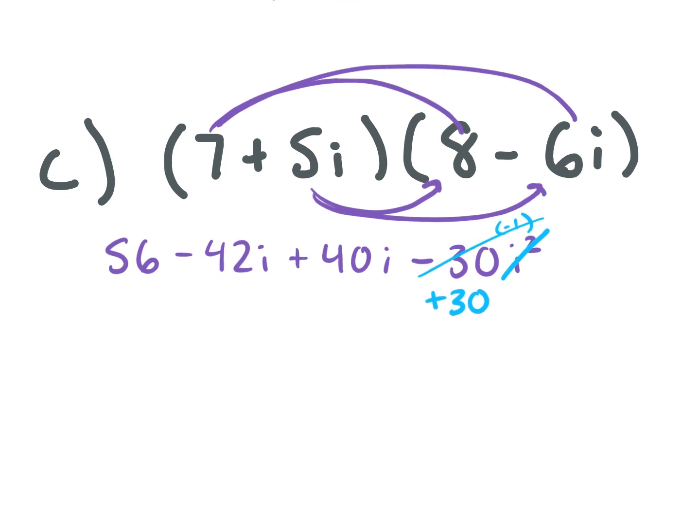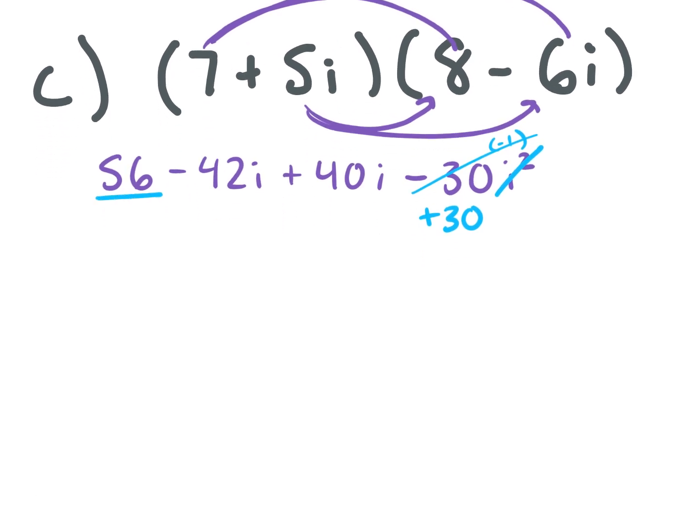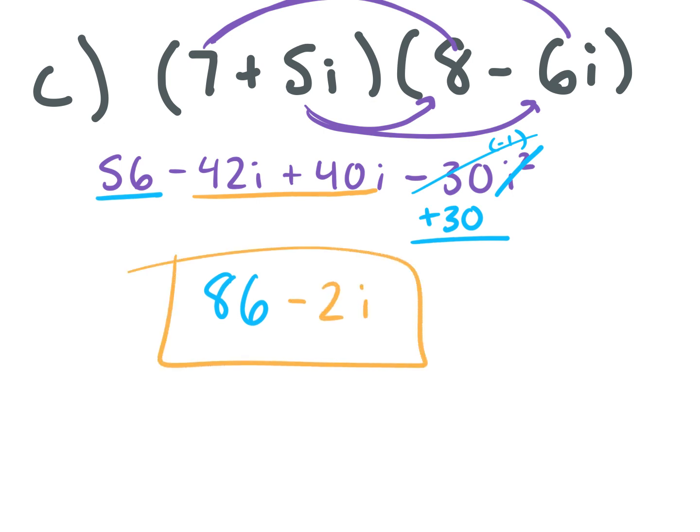So let's start by adding our real parts together first when we combine our like terms. What's 56 plus 30? 86. And then our imaginary parts next. What's negative 42i plus 40i? Minus 2i. Awesome. So this would be our answer. Make sure the real part comes first.